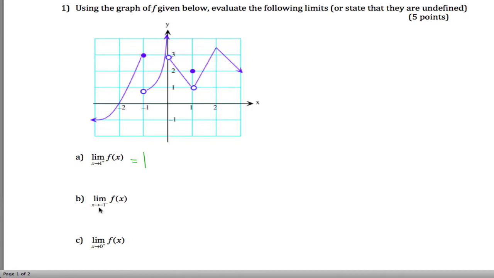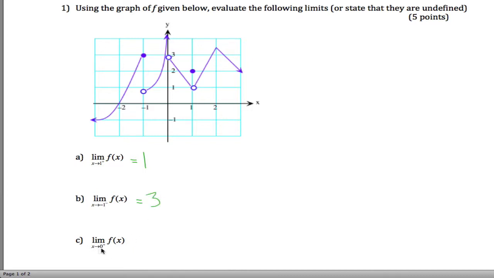The limit as x approaches negative 1 from the negative side. So similarly, here's negative 1. Here's where x equals negative 1. And I'm walking along the line. I'm coming from the negative side, so I'm coming in from this direction. So it looks like my height is getting really, really close to 3 when I get really, really close to negative 1. So I'm going to say this equals 3.